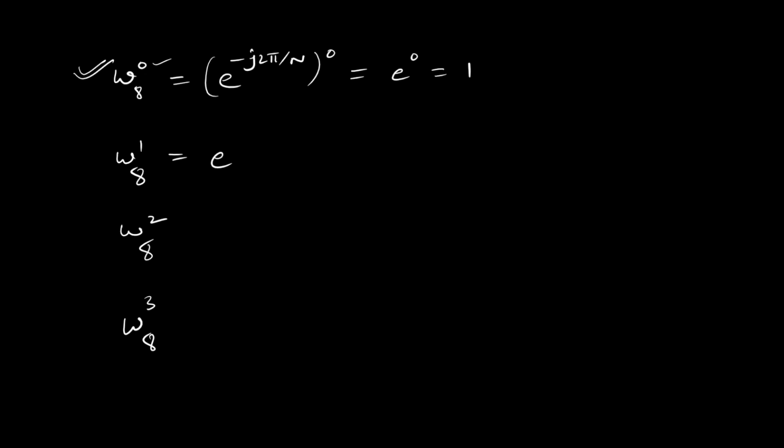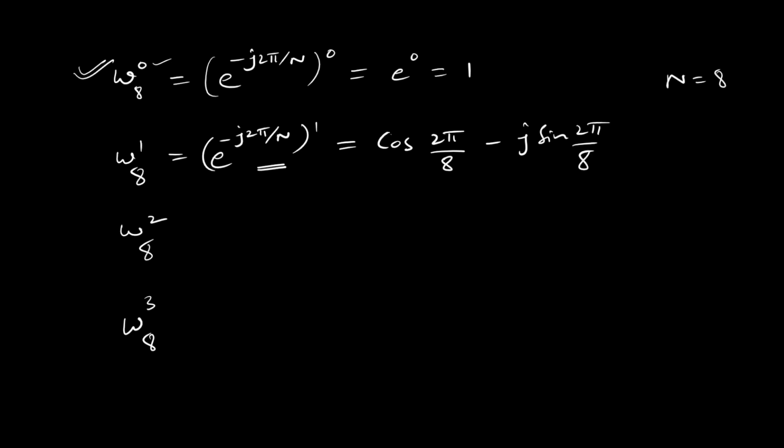This time, e to the power minus iota 2 pi divided by n, and its power is 1. We can expand this by Euler's identity. It will become cos of 2 pi by n, and n is 8, minus iota sine 2 pi by 8. So 2 fours are 8, and this will become cos pi by 4 and sin pi by 4.